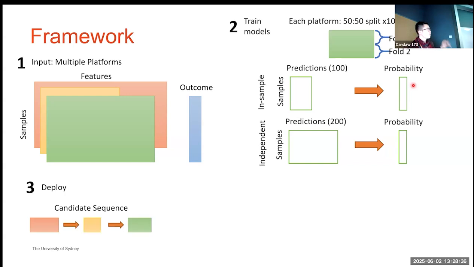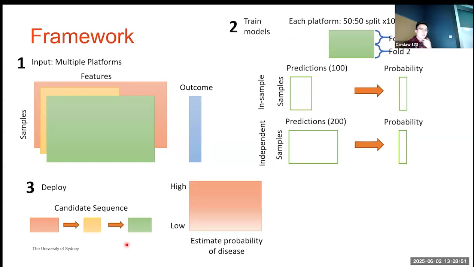And then we can deploy a clinical pathway. What we do is pick a candidate sequence, so you pick which platforms you want to use in which order. Then from each of these platforms, you can estimate each person's probability of disease, using the framework from before. Some people will have a high probability of disease, some a low probability, and some people are in the middle.